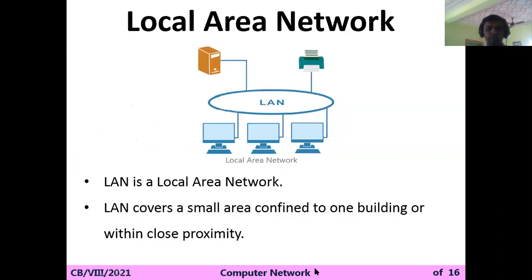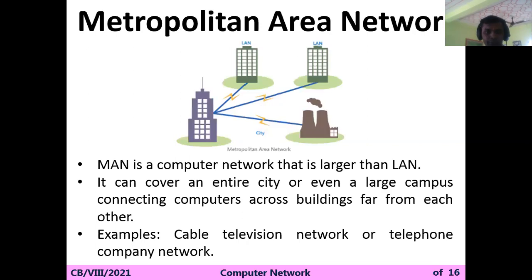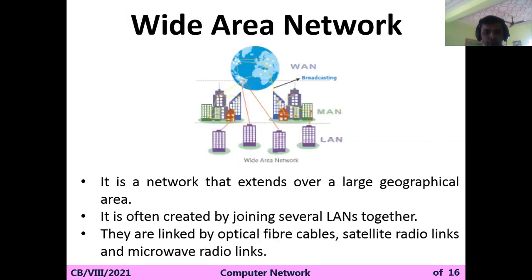Local area network. LAN is a local area network. LAN covers a small area confined to one building or within close proximity. Metropolitan area network, MAN. MAN is a computer network that is larger than LAN. It can cover an entire city or even a large campus, connecting computers across buildings far from each other. Example: cable television network or telephone company network.